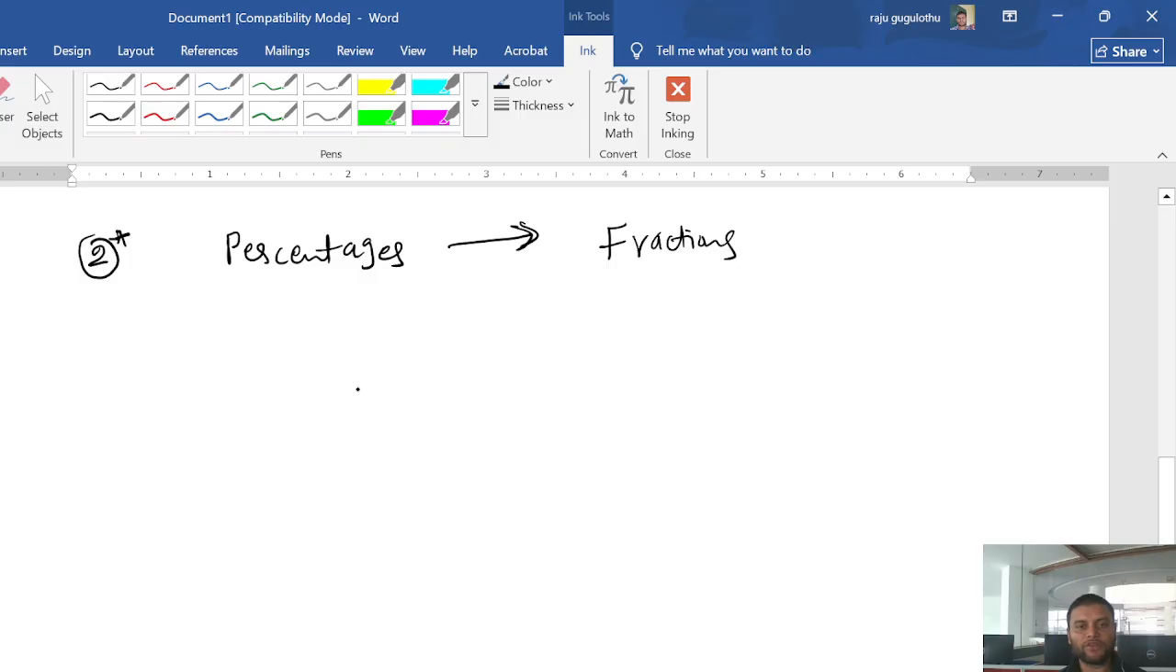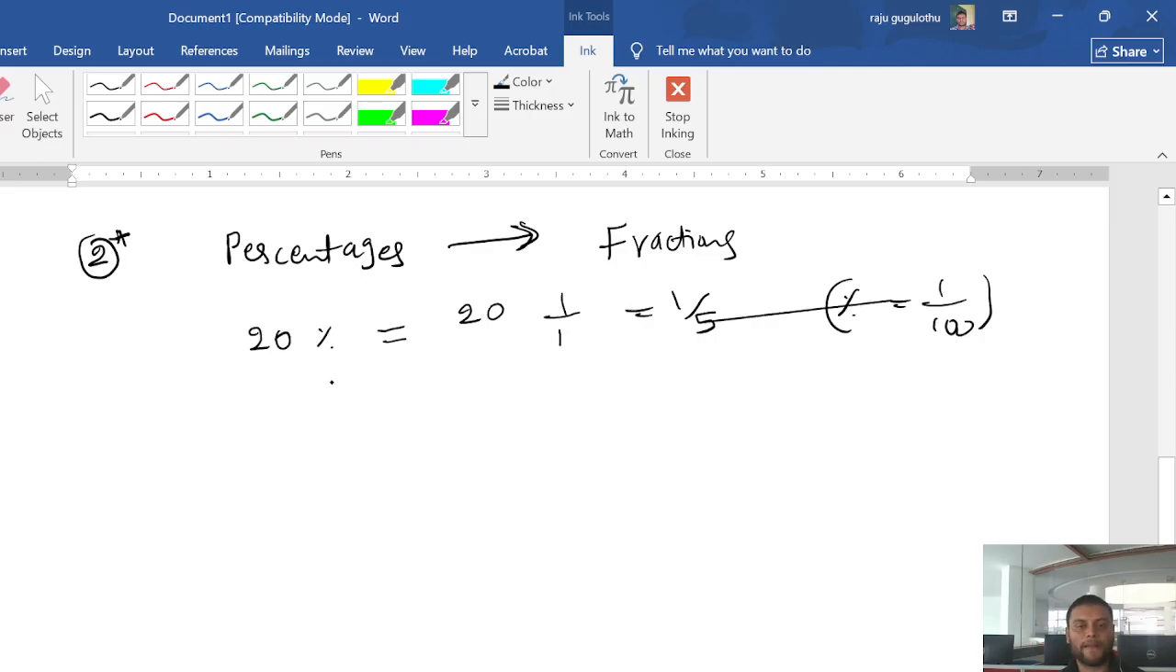Okay, guys, how we are going to convert percentages to fractions is, let us take 20 percentage. 20 percentage means 20, and the percentage symbol meaning is 1 by 100. So it is 1 by 5. We are just replacing the percentage symbol with 1 by 100, which means we are removing the percentage symbol from the given expression to convert that into its required fraction.